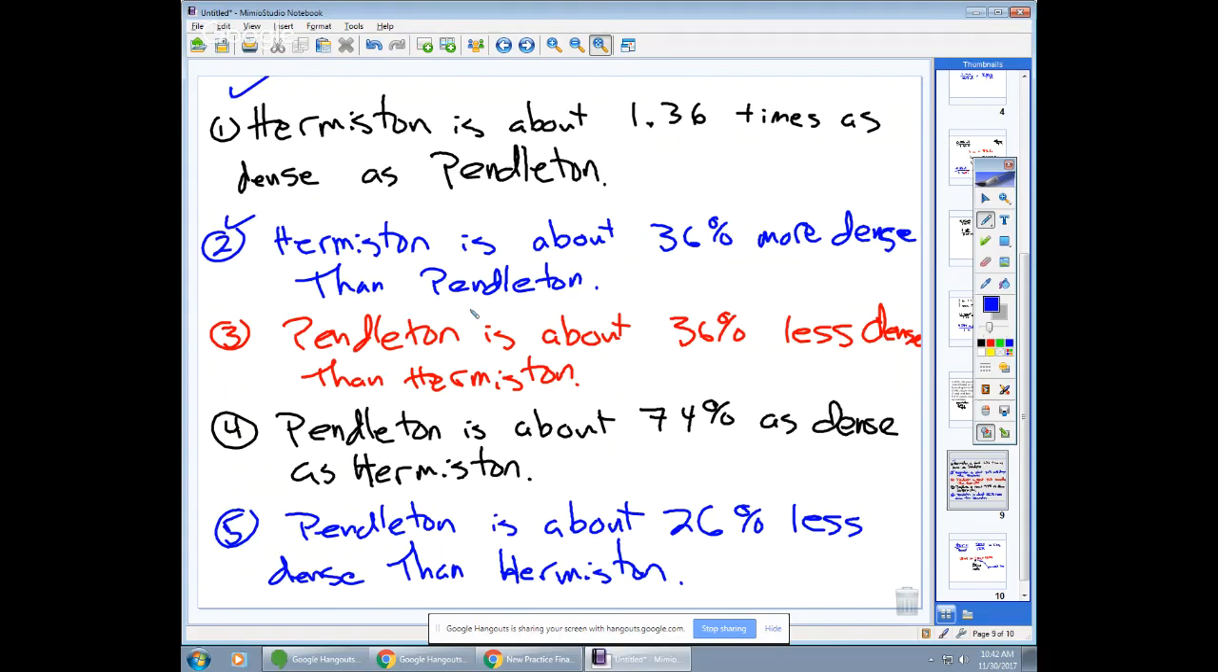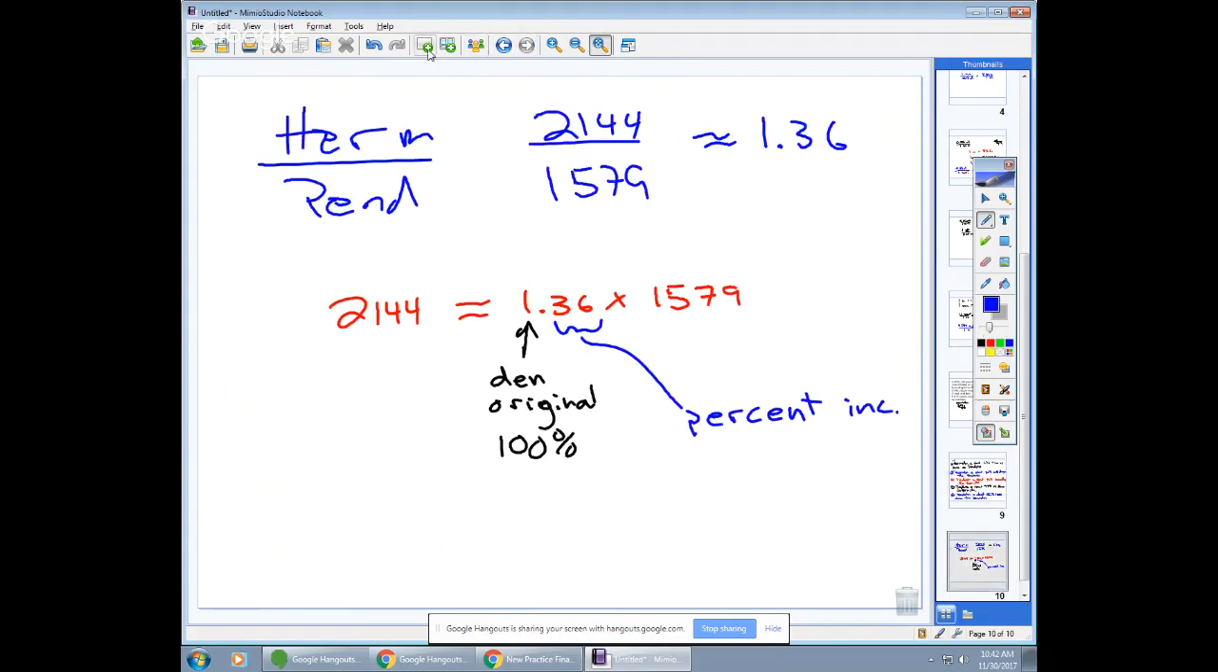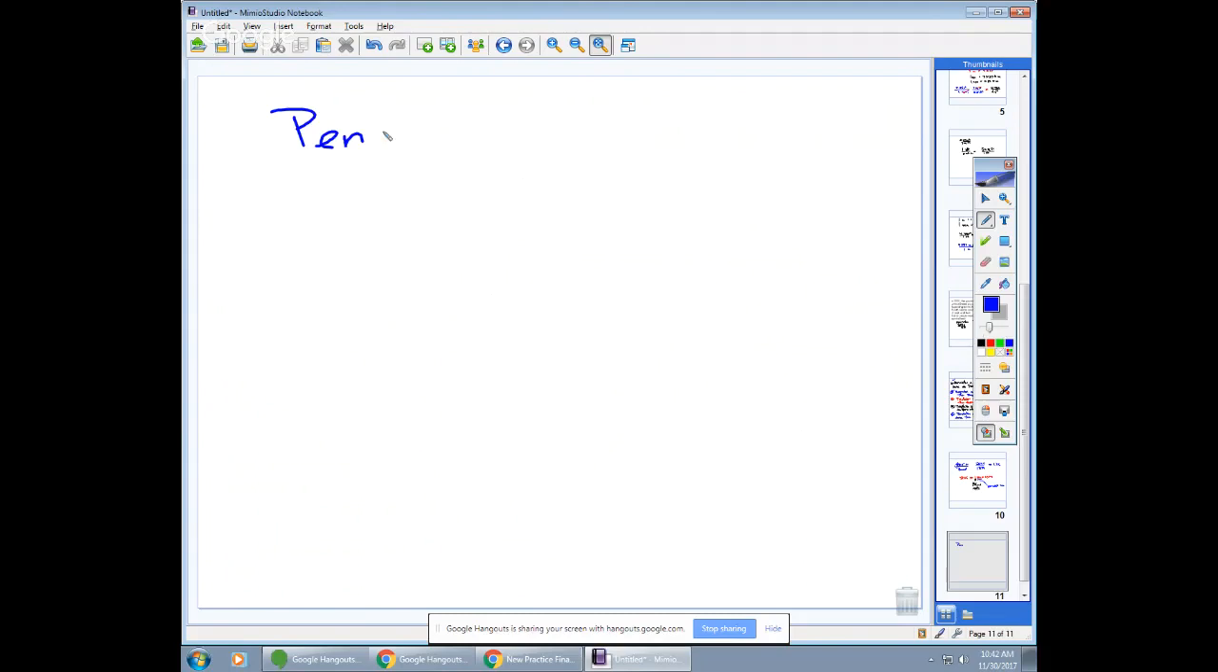Okay, it turns out no, it's not true when you do it that way. To talk about Pendleton being less than Hermiston, Hermiston then becomes the denominator. So if I flip the fraction and instead I look at Pendleton versus Hermiston, did anyone do that division? Yeah. Okay. So when I did that one, I came out with 0.74 roughly, 0.74. Two ways to think about this one.